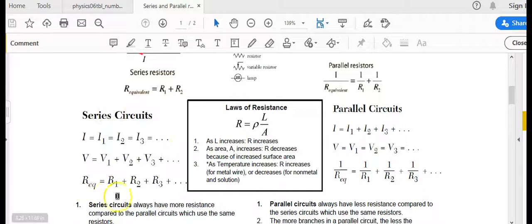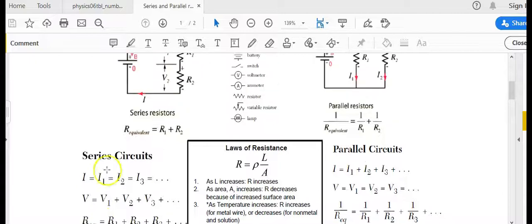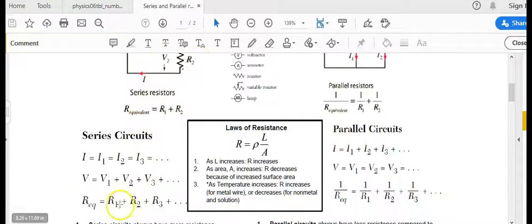The series rules I have extracted here on the left, showing that in a series circuit all the current goes through the only loop that there is, and therefore all of the energy is added back together to get you to the original battery voltage. And of course, the equivalent resistance of a series circuit is the sum of all of the resistances.